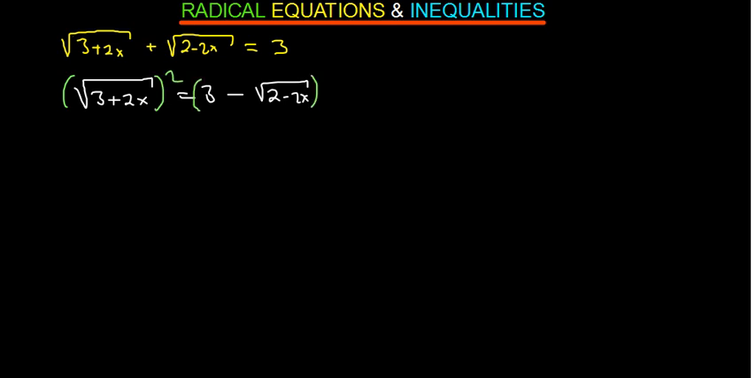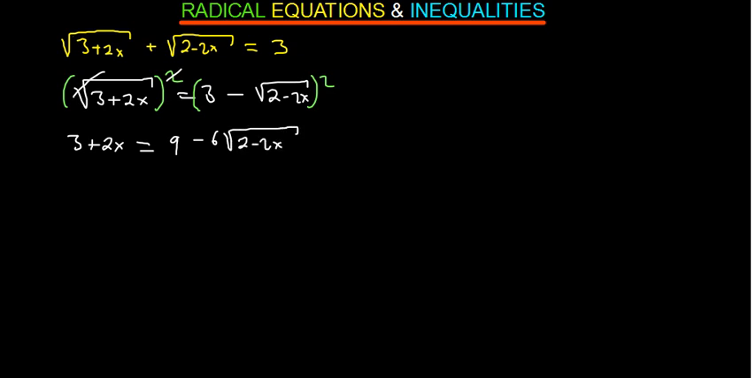Don't square these individually. Square them together. So this root and the square will cancel, and we remain with 3 plus 2x. And that is going to be equal to, when you are squaring, you square the first one, that will give you 9, right? And then get the power 2 multiplied by 3 to give you 6, and then multiply by this negative root, that is going to give you negative 6 root of 2 minus 2x.